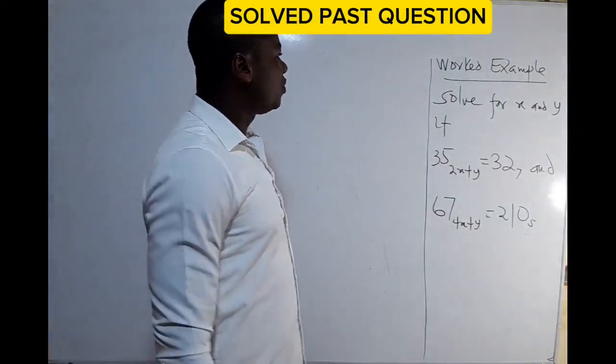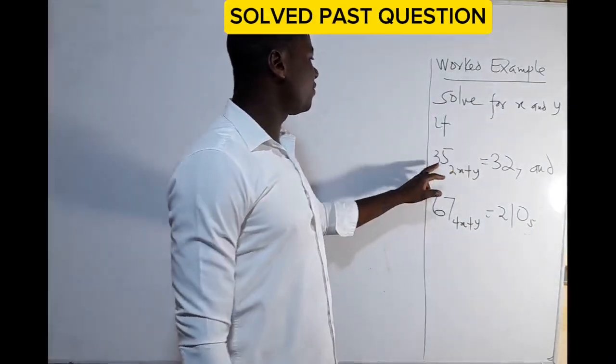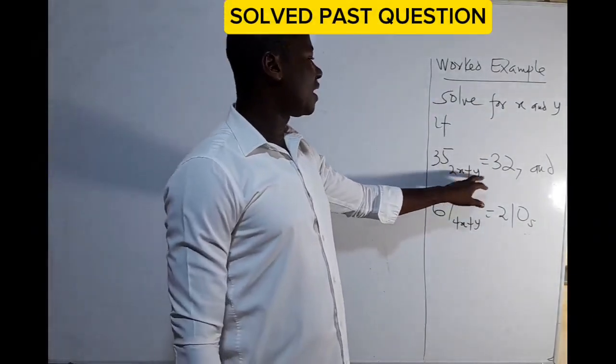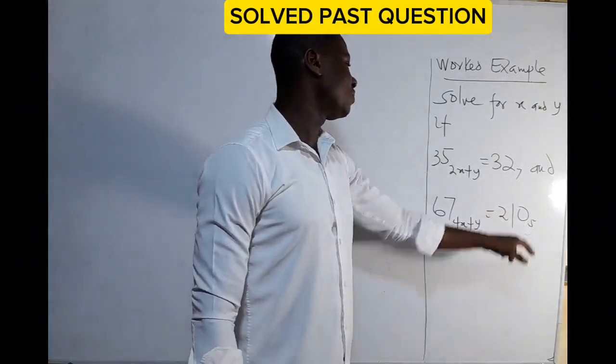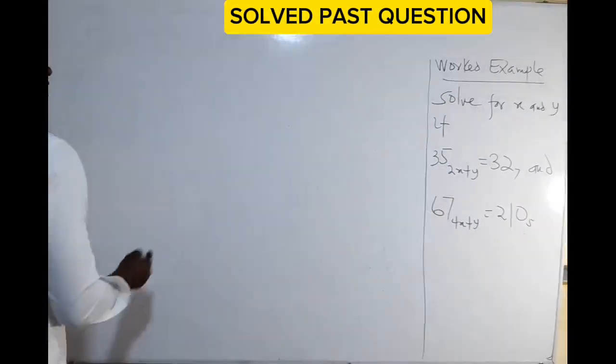This is our question for today. We are asked to solve for x and y if 35 base (2x plus y) equals 32 base 7 and 67 base (4x plus y) equals 210 base 5. So let's see how best we can solve this problem.